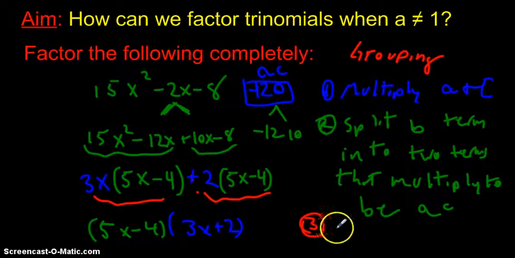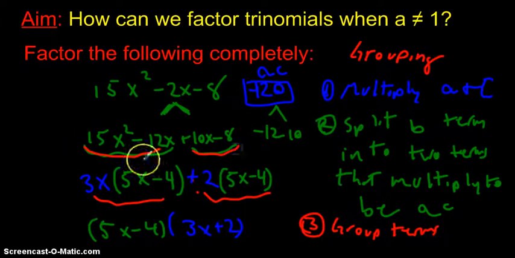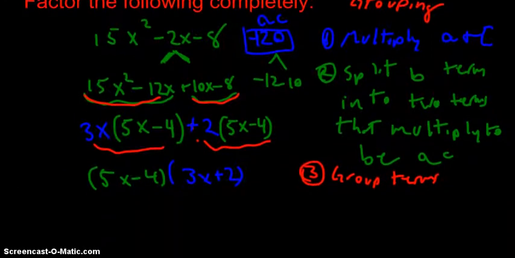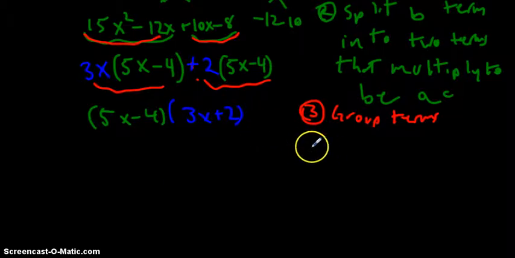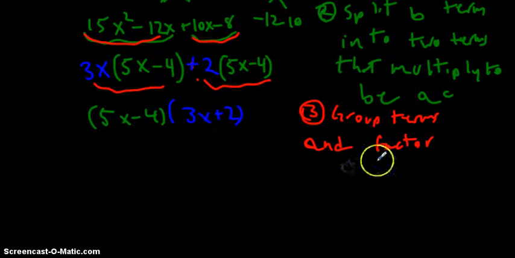Alright, so I guess the third step, which I didn't, it's harder to explain, it's easier to work out, is to group terms. Okay, that's what happened here. Group these two terms, factor out their GCFs. And then it's kind of a repeat step.